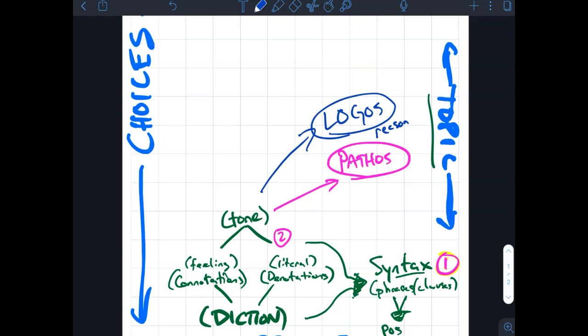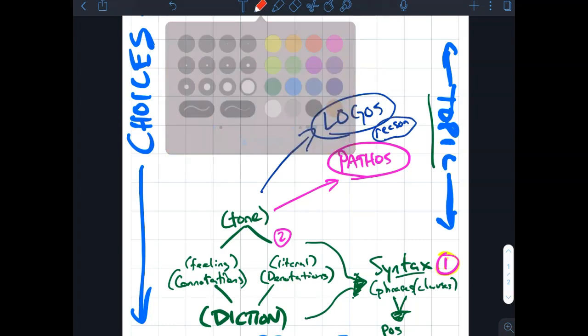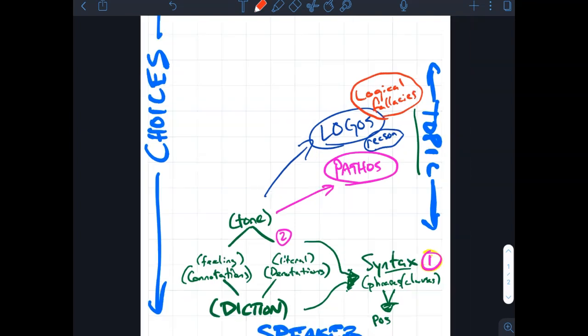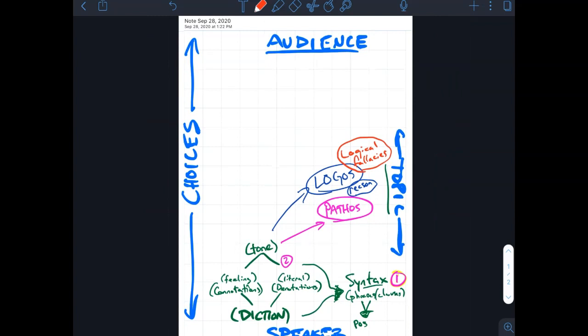And logos is important because that actually gives the kind of valid reasons why the topic and what the speaker is saying about the topic is true. Now, of course, logos has the dangerous twin there of logical fallacies, and those logical fallacies can undermine the ethos of the speaker and how that speaker is ultimately trying to use those choices to convince that audience.